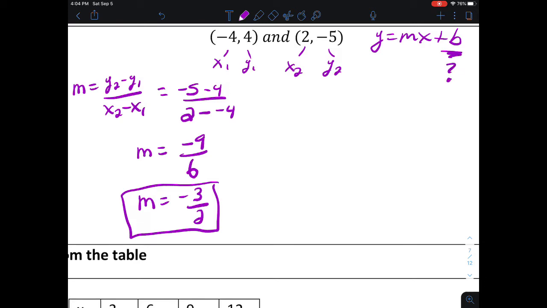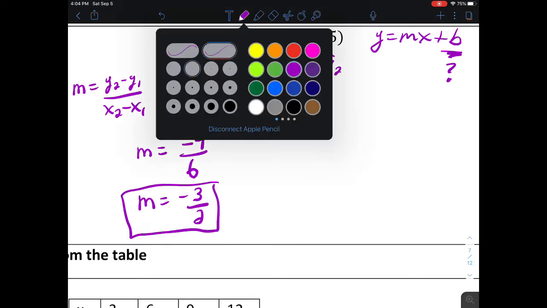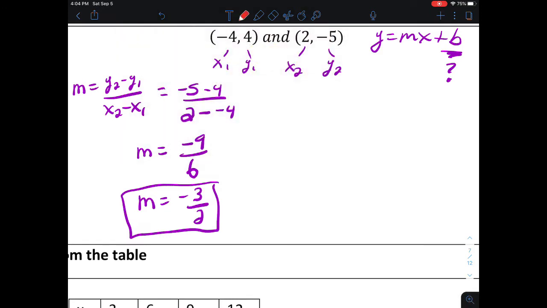Now, I need to get the slope-intercept form of the line, but the problem is I don't know what b is. We were not given the y-intercept. So we're going to have to use our other formula to write this equation of the line, which is y equals f of c plus m times x minus c.